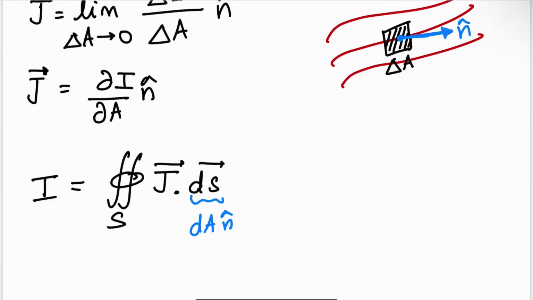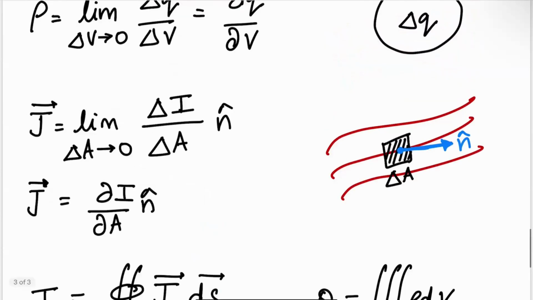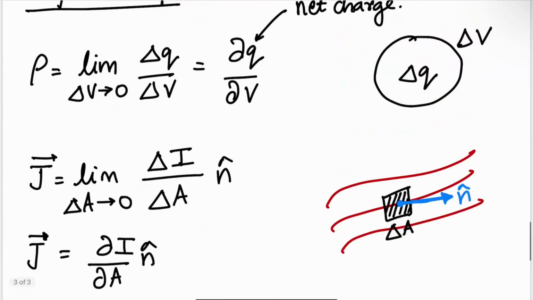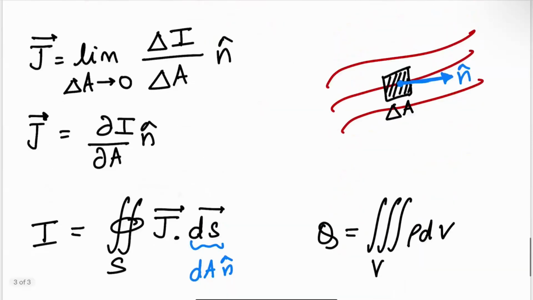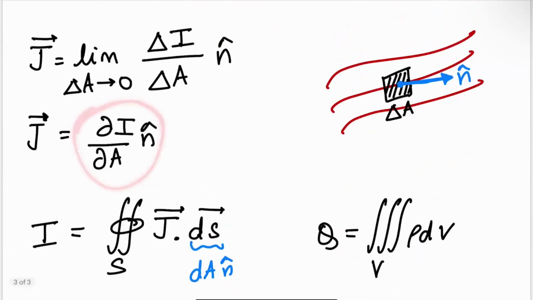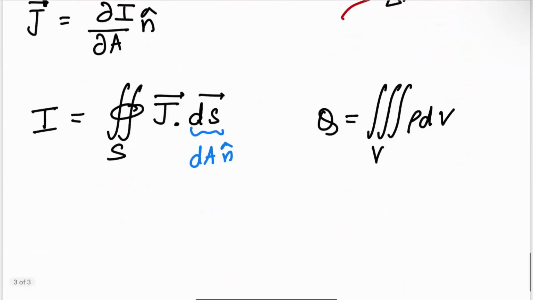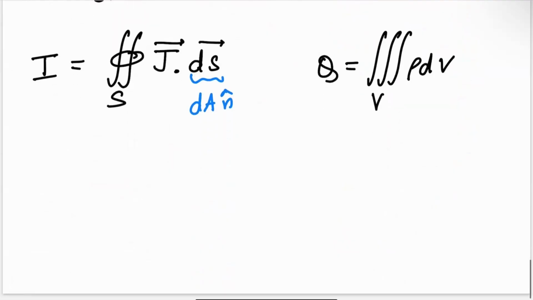Okay, and we also have Q, which is the total charge, is the volume integral of rho dV. So these are directly a consequence of these definitions that we have here, this definition and this definition. So the total charge contained inside a volume is just the volume integral of the charge density per unit volume. That should be fairly straightforward to understand.